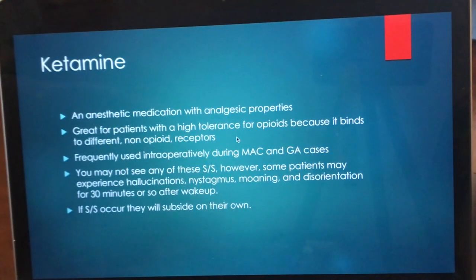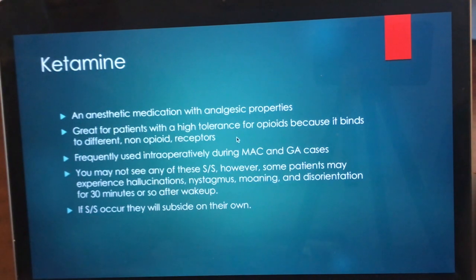Ketamine. At times during MAC or general anesthesia, we utilize ketamine, and we use it for different reasons. It does have pain-relieving properties, does not decrease respiratory drive, unlike opioids, and the blood pressure is typically maintained when used. We also use it for chronic pain patients because it works on different non-opioid receptors.